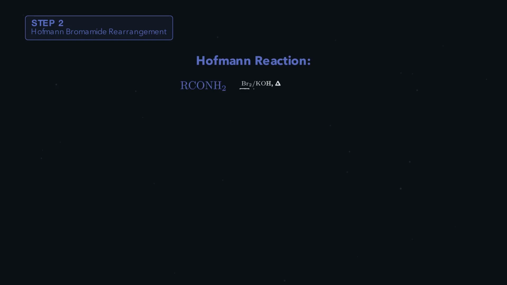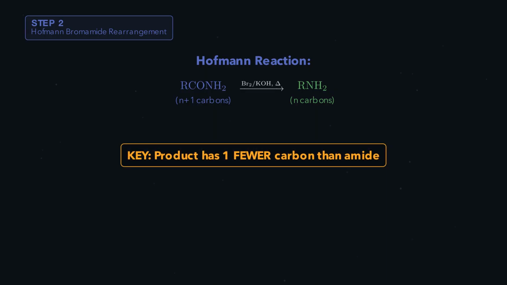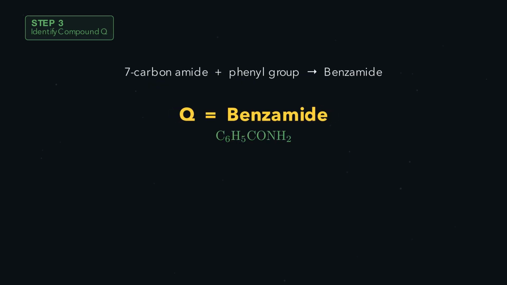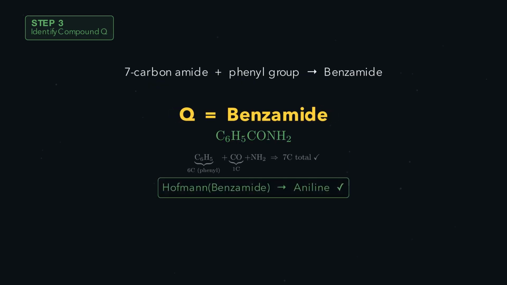Now, the Hofmann-bromamide rearrangement. When an amide reacts with bromine and hot potassium hydroxide, the product is a primary amine with 1 fewer carbon than the amide. So if R is aniline with 6 carbons, Q must be a 7-carbon amide containing a phenyl group. A 7-carbon amide with a phenyl group, that's benzamide. Apply the Hofmann reaction to benzamide and you get aniline. Carbon count checks out perfectly.